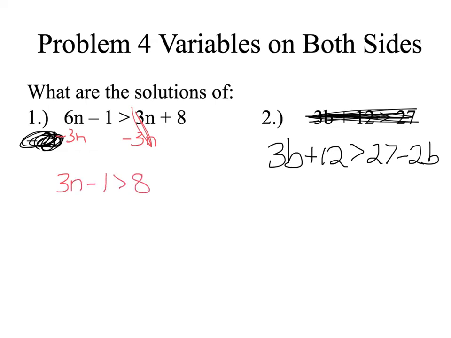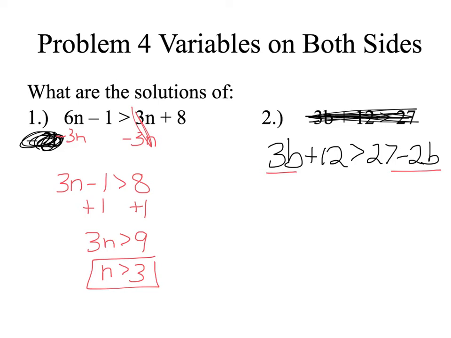And now we just have a two-step equation. So add 1 to both sides. We have 3n is greater than 9. Divide by 3, and we have n is greater than 3. Okay, and problem number 2 is 3b plus 12 is greater than 27 minus 2b. Now I have b's over here, and I have b's over here.